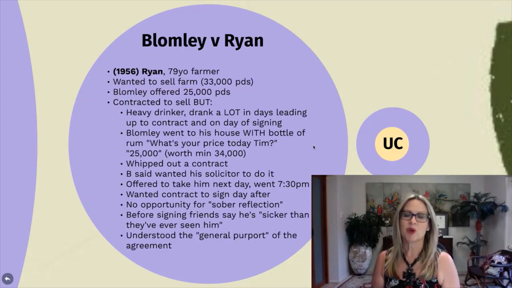1956, Tim Ryan was a 79-year-old farmer, lived outside of Gundawindi, up here in Queensland. He wanted to sell his farm. It was quite a large farm, and he originally wanted about £9 per acre. Now, that was actually a fairly reasonable request. It would have amounted to about £33,000 all up if he was going to sell.